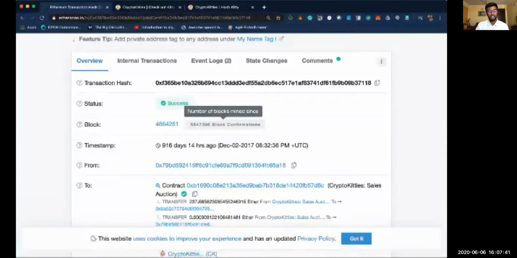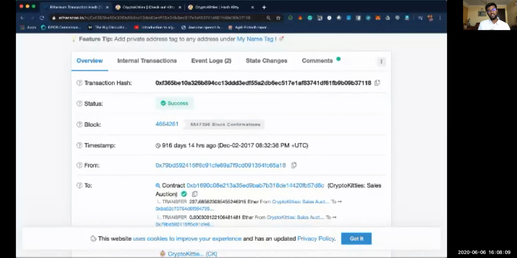You can see that it has been written that this particular transaction has got 5.5 million block confirmations. What this means is that after this transaction took place in block number 4664261, which I hope you can read, there have been 5.5 million blocks to come till now, as of date. So why is it called block confirmation?